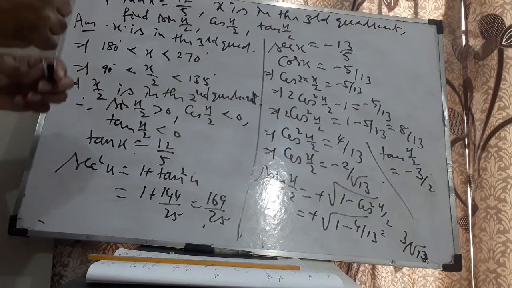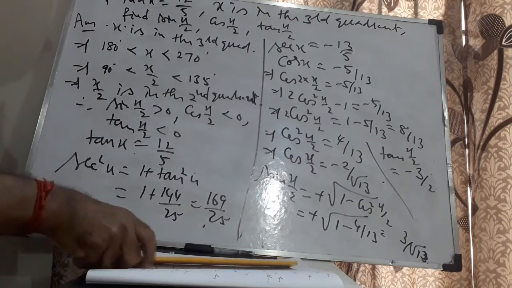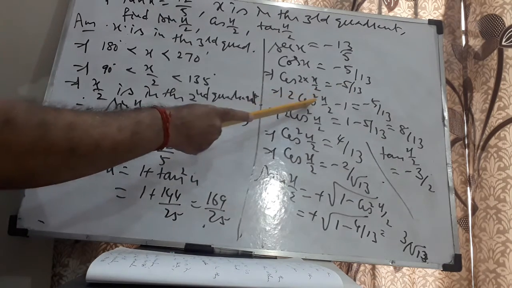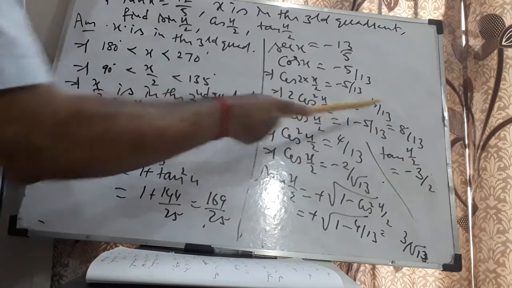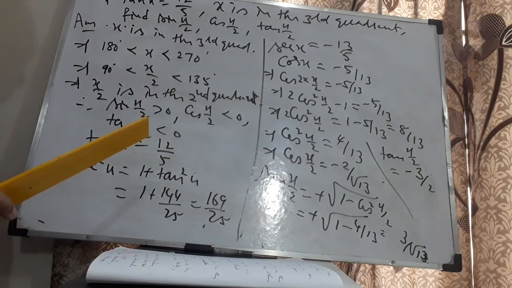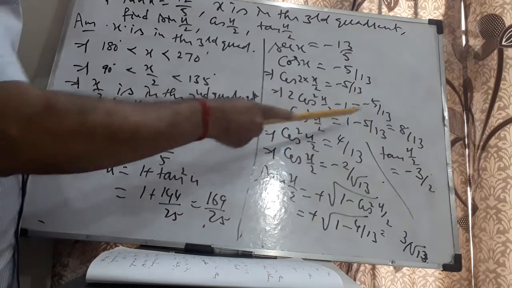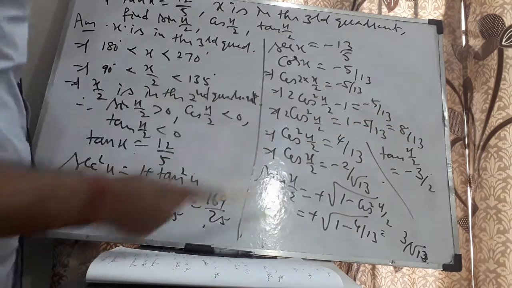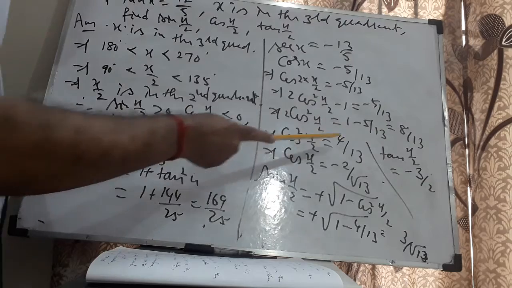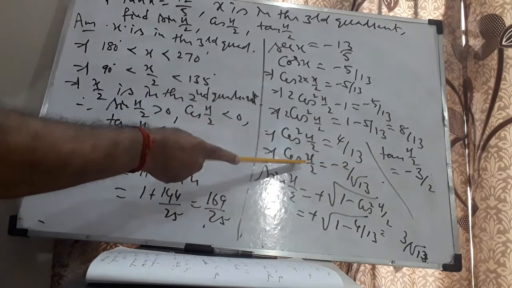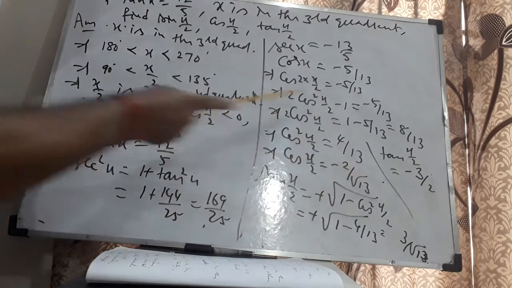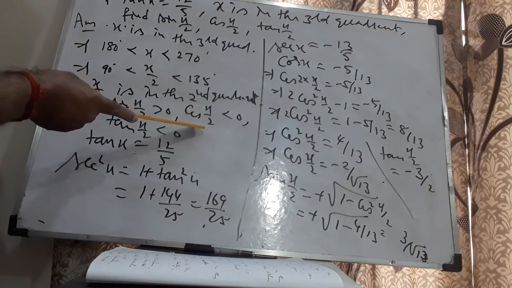Now cos 2 into x by 2 is minus 5 by 13. 2 cos square x by 2 minus 1 is minus 5 by 13. Using the cos 2a formula in terms of cosine alone, 2 cos square x by 2 is 1 minus 5 by 13, 8 by 13. Cos square x by 2 is 4 by 13. Cos x by 2 is minus 2 by root 13 because cos x by 2 is negative.